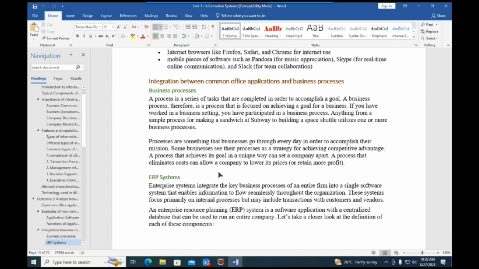A business process is a set of tasks, or a series of tasks, that are completed in order to achieve a goal or complete a task. So it is a procedure that focuses on achieving a goal for a business. We call it a process.